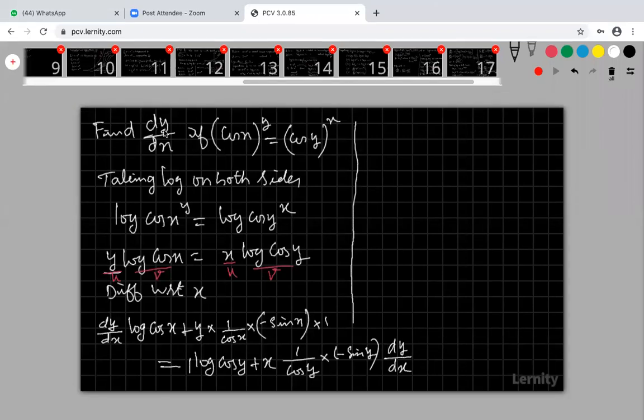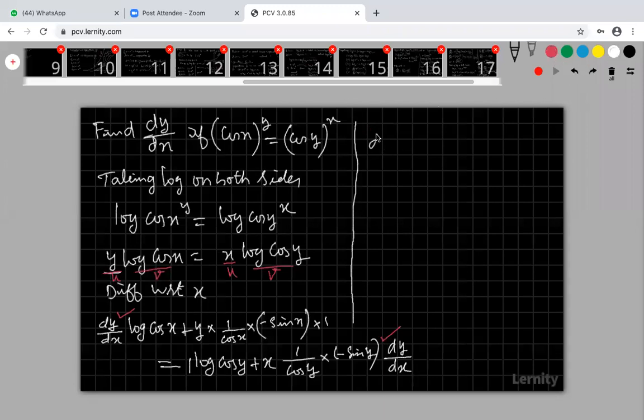Right. Now look at that. What is the question? Find dy by dx. So here we have dy by dx. In this term, we don't have any dy by dx. In this term also, we don't have any dy by dx, but here we have dy by dx. So collect all the dy by dx terms one side, and keep other terms to the other side. Because my question is dy by dx, I'm collecting all the dy by dx terms one side and all the non-dy by dx terms to the other side. Okay, so therefore, you collect that.